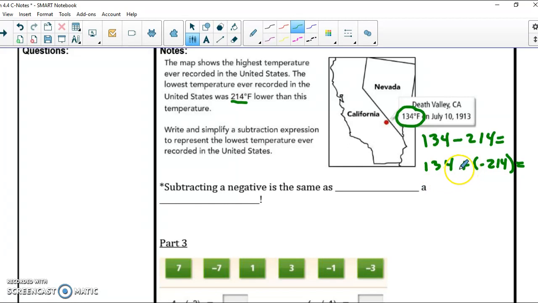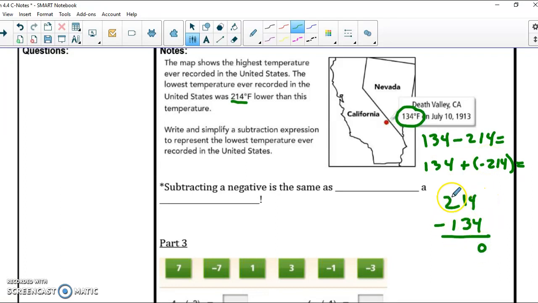Now I can use my integer rules, which says if I'm adding numbers with different signs, like these, a negative and a positive, I'm not actually going to add them. Since I have different signs, I'm going to find the difference or subtract. So I can subtract 214 minus 134, and then my larger number takes the sign. Since 214 is larger than 134 and it's negative, my answer is going to be negative. So let's find the difference here.